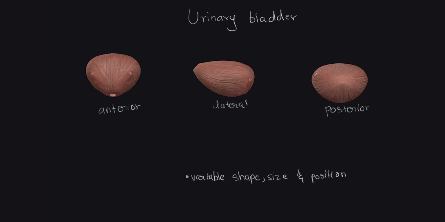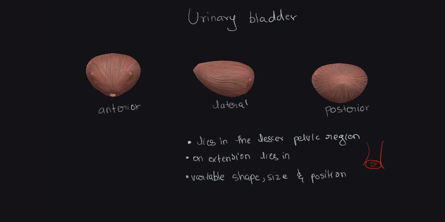So we can say that it is variable in shape, size, and position. So in the location, it varies. For example, whenever it is not distended, because we know that the urinary bladder, of course, is filled with urine. So if it's not filled with urine, it lies in the lesser pelvic region. Now, the lesser pelvic region, so for example, if this is the abdomen, it lies somewhere here. But then whenever it extends, this is a normal bladder that is found inside the pelvic region. But then once it gets full of urine, it extends all the way into the abdominal region. So that's how the location varies.